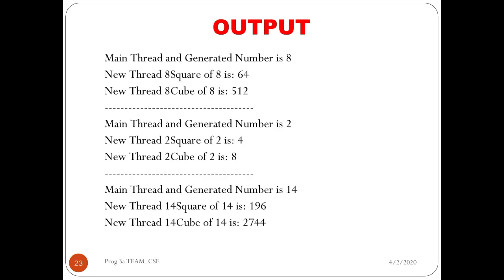Next line. So the next output you can see. Next time, if I assume the random number generated is 8, it prints the square and cube values. Next, the random number 2 is generated, and it displays the corresponding square and cube values. Next, the number generated is 14, and it displays the corresponding square and cube values. This is the total output generated by the program. It generates 5 outputs because the for loop is used to repeat 5 times.